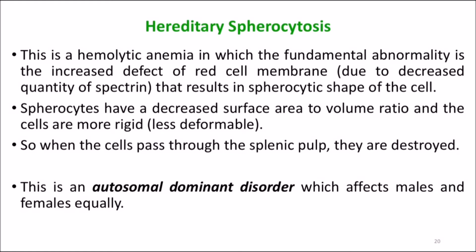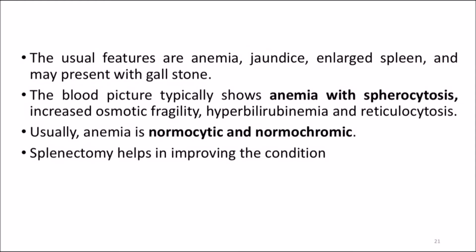This is an autosomal dominant disorder which affects males and females equally. The usual features of hereditary spherocytosis are anemia, jaundice, enlarged spleen, that is splenomegaly, and it may present with gallstones also. It can lead to cholelithiasis. The blood picture typically shows anemia with spherocytosis, increased osmotic fragility, hyperbilirubinemia, that is increase in the bilirubin count, and reticulocytosis. The anemia is normocytic, normochromic anemia.